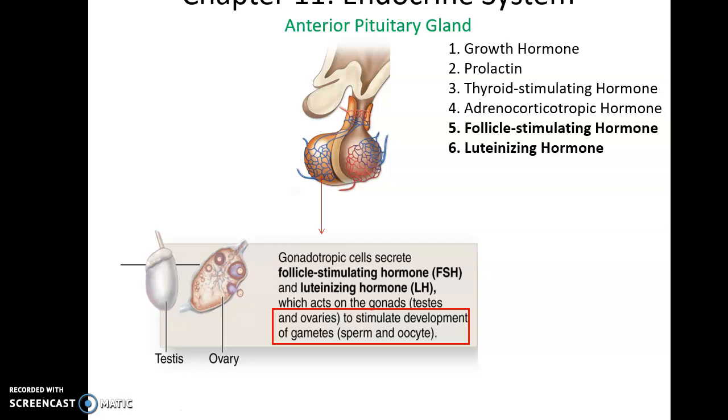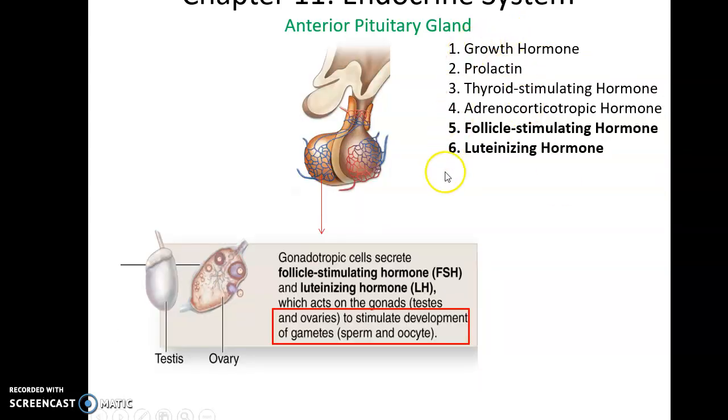The anterior pituitary gland also produces follicle stimulating hormone and luteinizing hormone. These two hormones affect the gonads, either the testes or the ovaries, and they are involved in the development of gametes. So testes, the production of sperm, ovaries, the production of oocytes. And we'll learn a lot more about that when we get to the reproductive system.